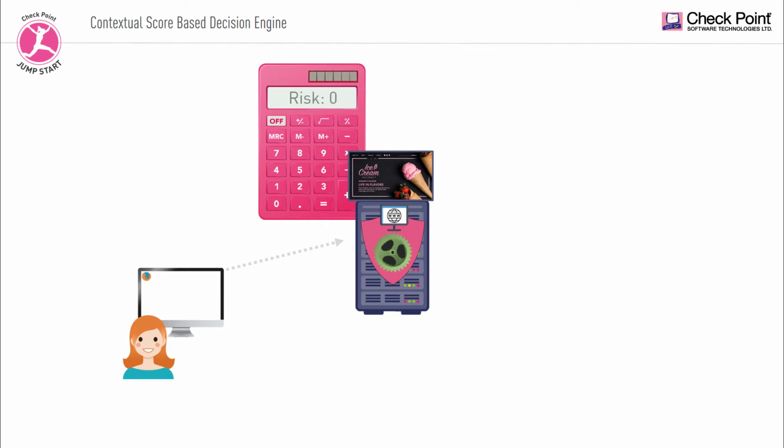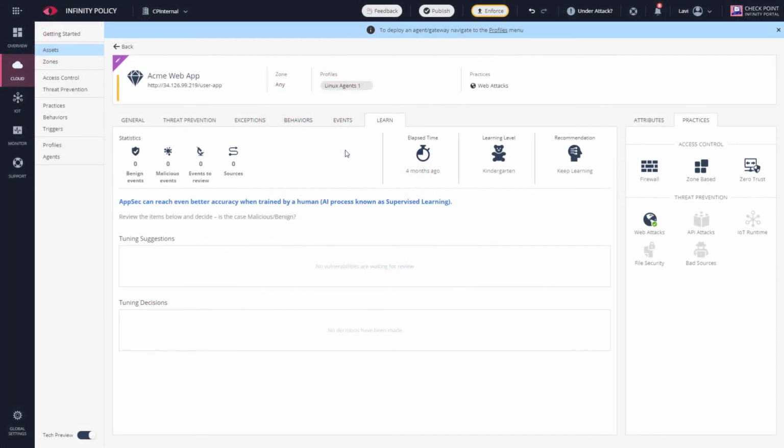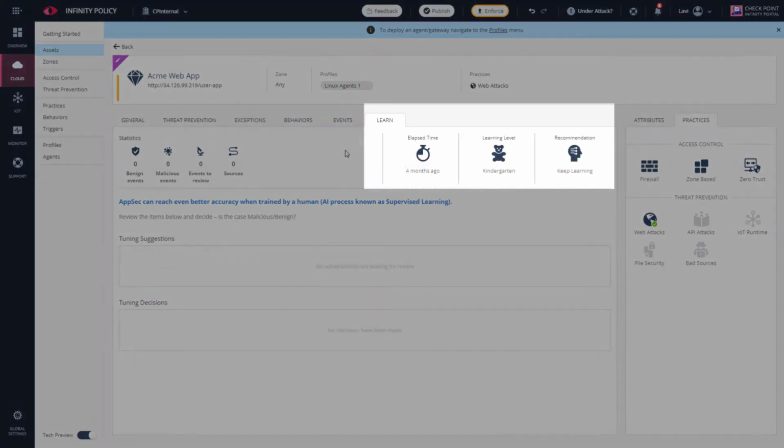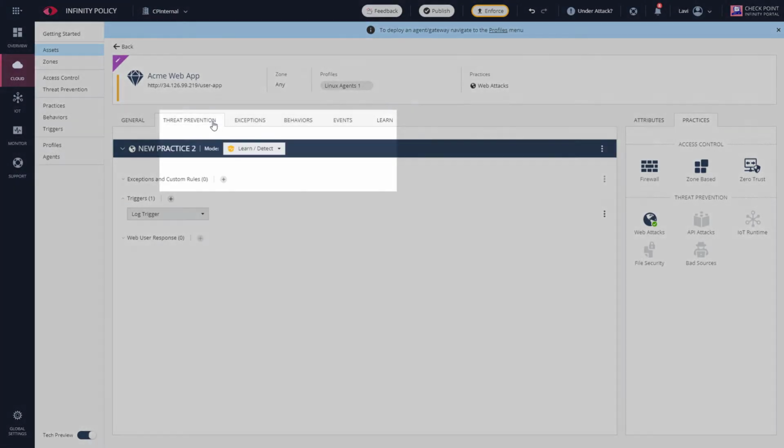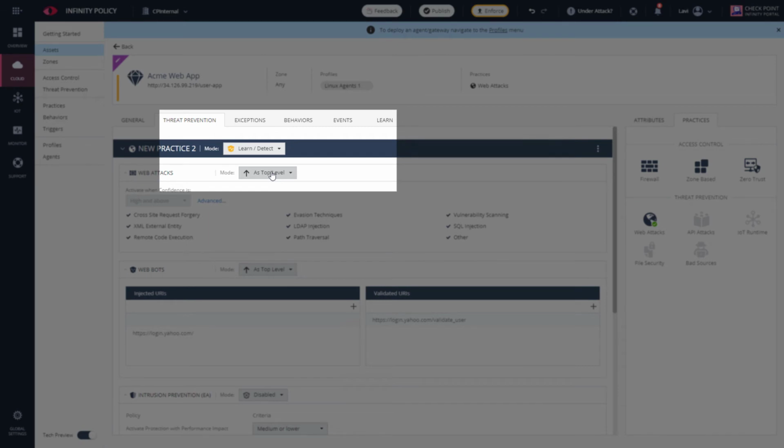The final score reached by the decision engine is either to allow the transaction through to the application or to block it, this while dramatically minimizing false positive decisions. Before the engines kick into action, the system begins in learn detect mode. In only a short period of time, it completes its learning, and the user can choose to switch it to prevent mode.